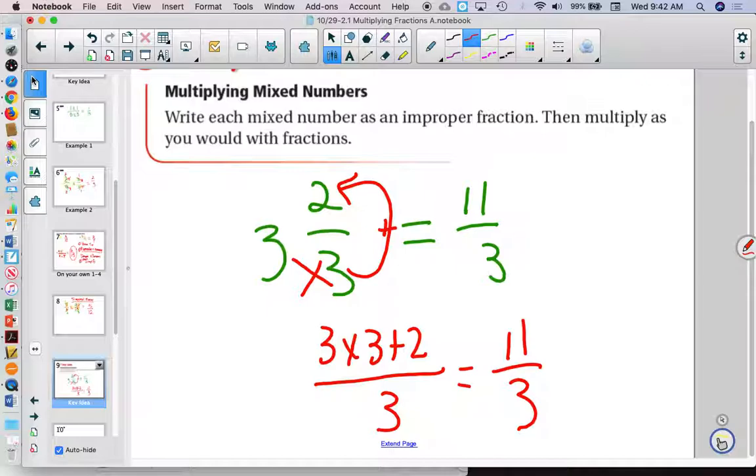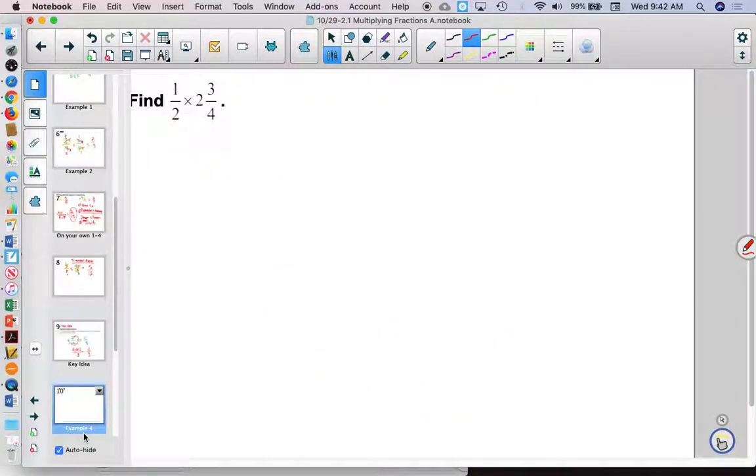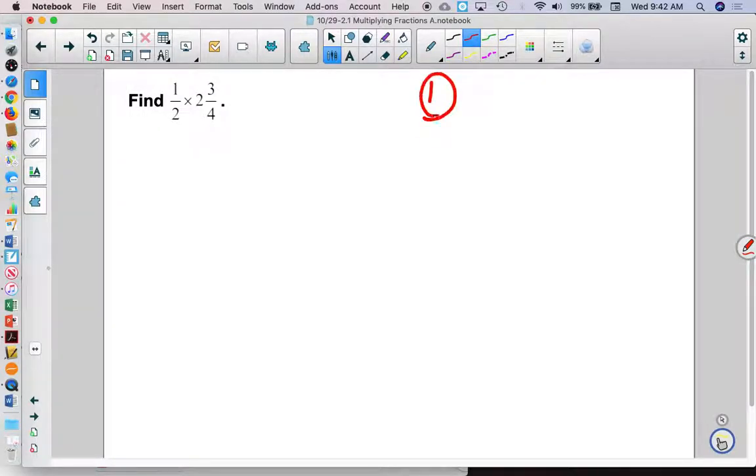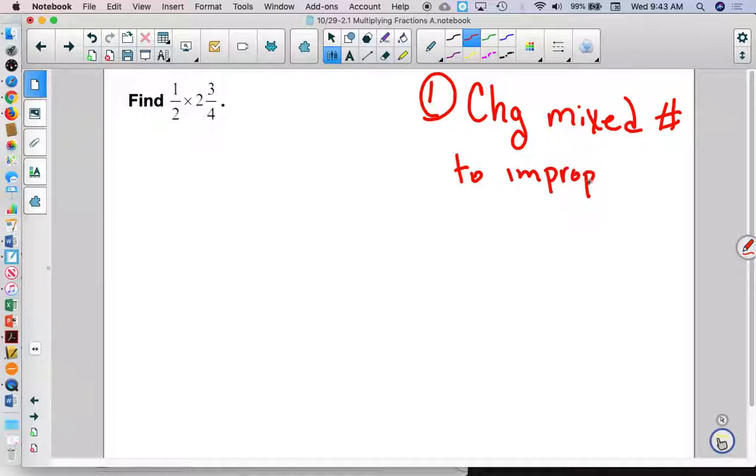Okay? Well, let's see what we do with this. I've got 1/2 times 2 3/4. What must I do first? What is step 1? Change mixed number to improper fraction. That's what I got to do first.